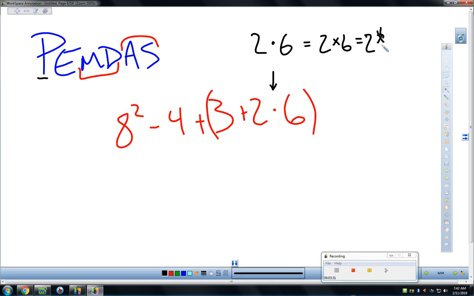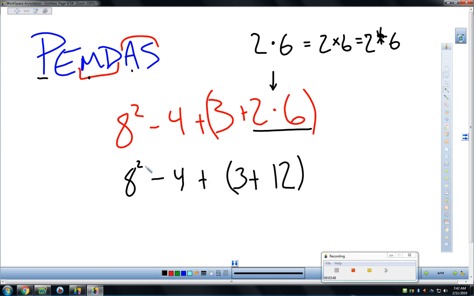2 times 6. So, we know that multiplication comes before addition. 2 times 6 is 12. Everything else falls down. Okay, still have something in a group. 3 plus 12 is 15. Everything else falls down. All right, so now that's done.